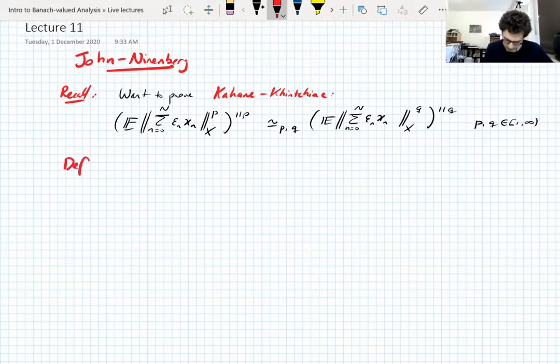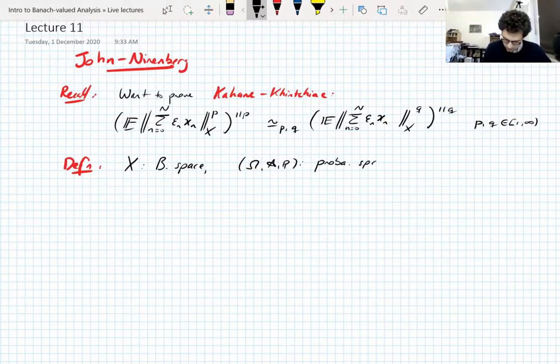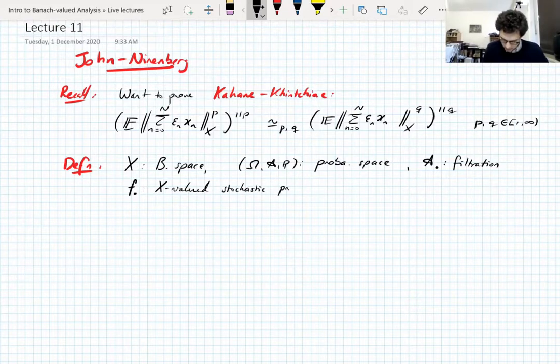I need to make the definitions again that we need for the John-Nirenberg inequality, just so we haven't forgotten everything. We're taking X to be a Banach space. We have a probability space with a filtration. No particular assumptions on all of these things, just abstract Banach space, abstract filtration, whatever. And we have F, which is an X-valued stochastic process adapted to the filtration. We're not assuming that F is a martingale or anything like that. There's no assumptions on F at all, other than adaptedness to the filtration. So F_n is A_n measurable for all n.